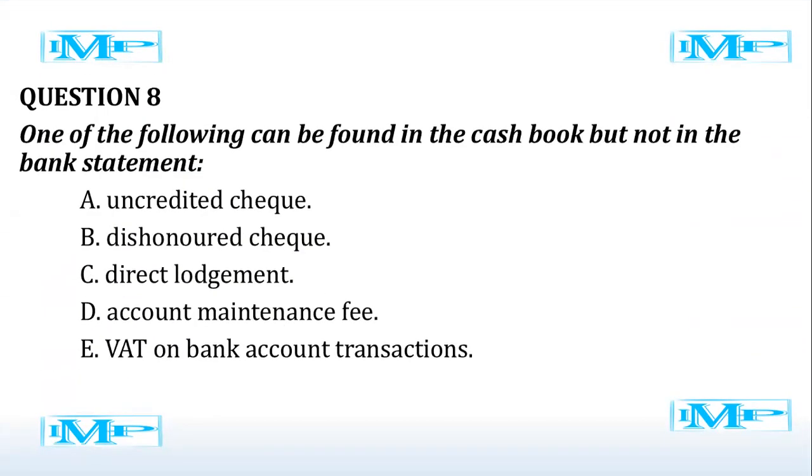Question number 8. One of the following can be found in the cash book but not in the bank statement. A. Uncredited check. B. Dishonored check. C. Direct lodgement. D. Account maintenance fee. E. VAT on bank account transactions. Counts.